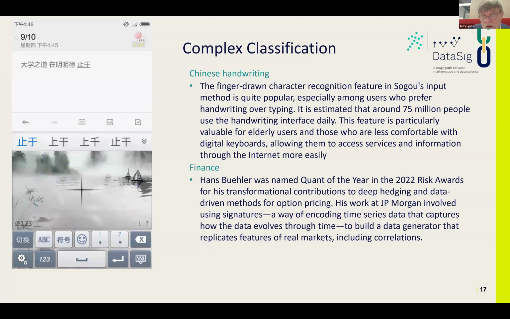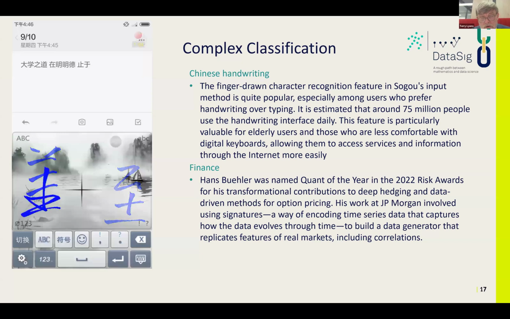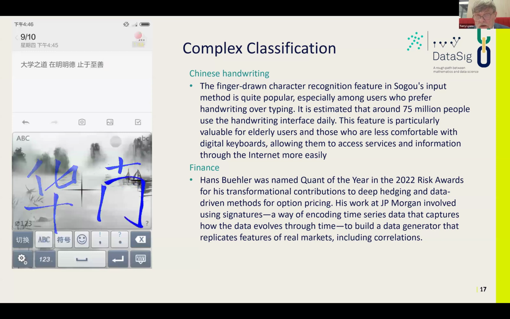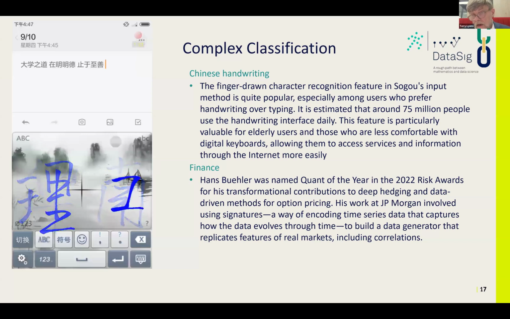This is a meeting about finance. And many of you will know that in 2022, Hans Buehler, who was then, of course, at JP Morgan, was named Quant of the Year for his work in deep hedging. You may also know that a key part of that was in generating large data sets that could be used for the training. And the signature was a way of encoding and validating the way that the generative models worked so as to achieve the accuracy that's wanted. And it's quite well described in his prize citation.